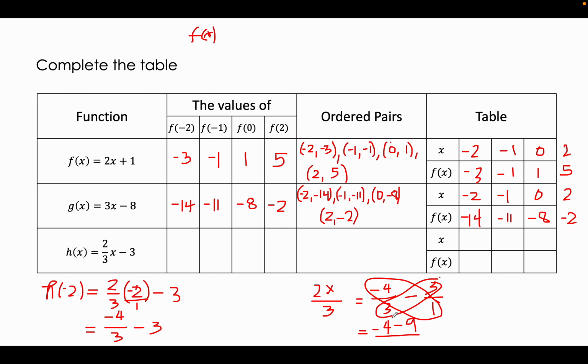Tapos, eto, 3 times 1 is 3. So, ginagawa lang to kapag walang common factor yung denominators, meaning prime numbers. So, negative 4 minus 9 is negative 13 over 3. So, this is now the answer. Negative 13 over 3. Okay? Are you following?